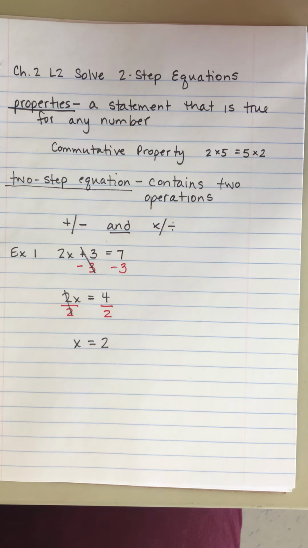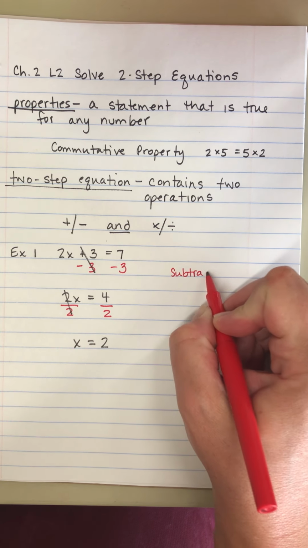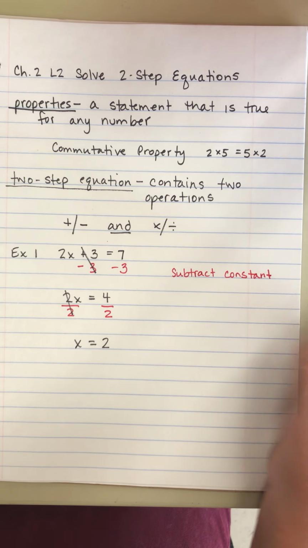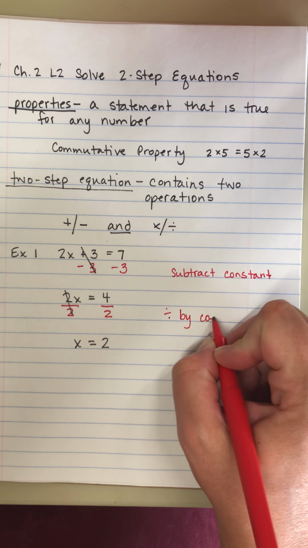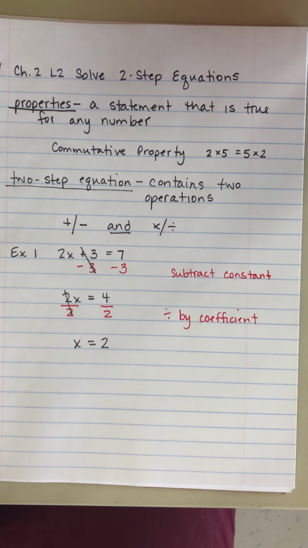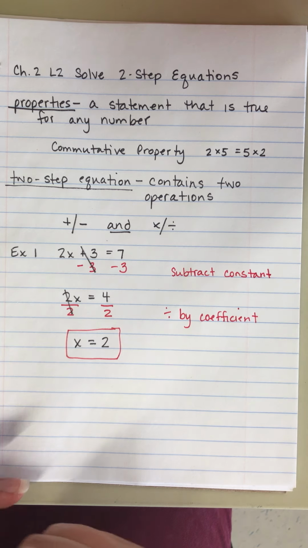So what did we do here? We subtracted the constant. And then we divided by the coefficient for this problem. My solution is x equals 2.